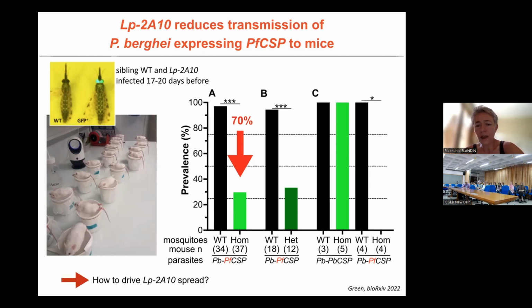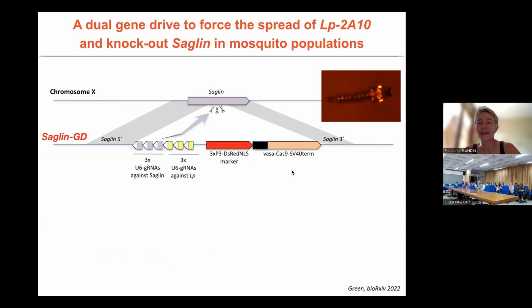Now, how to drive the 2A10 spread in the population? Because right now, there's no gene drive involved in the 2A10 allele I've presented to you. We've tried several strategies, but I will tell you the one that worked. So actually, that's where Saglin comes back. What we designed is a gene drive in the Saglin gene.